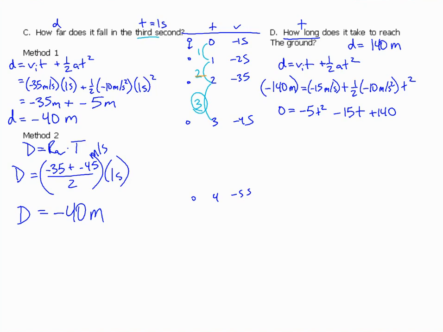And so you could use the quadratic formula if you wanted to, but it's going to be easier just to factor this one out. You could take a negative 5 out of everything. Everything here is divisible by 5. So we have 0 equals negative 5 times, 0 equals t squared plus 3t minus 28.